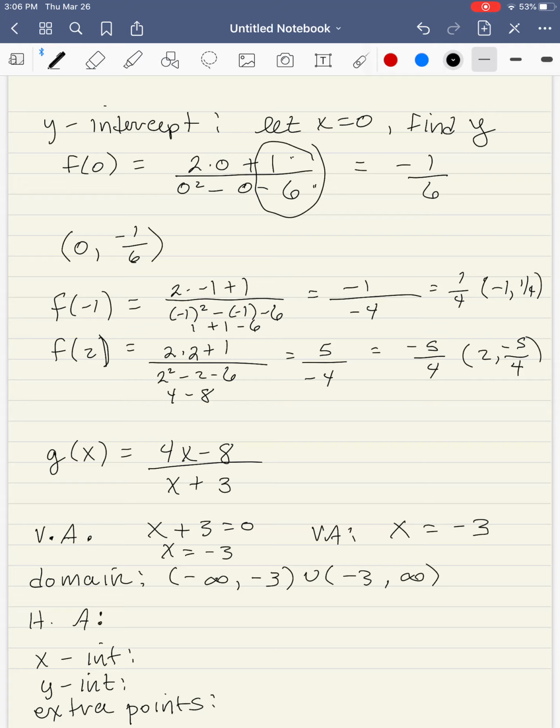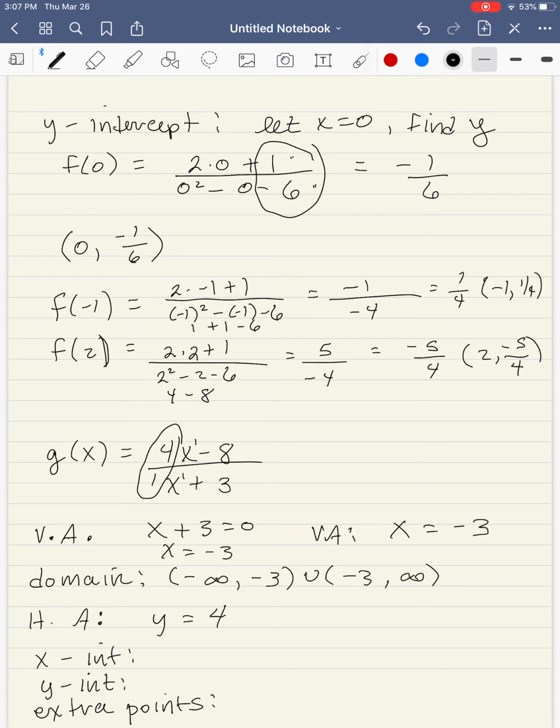My horizontal asymptote, we compare the degrees of the numerator and the denominator. So I see here that my numerator has degree 1, my denominator has degree 1. Those are the same. So I look at the ratio, 4 over 1. So my horizontal asymptote is y equals 4.